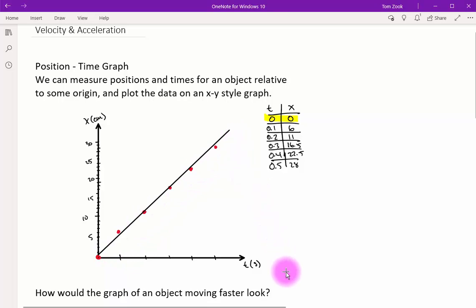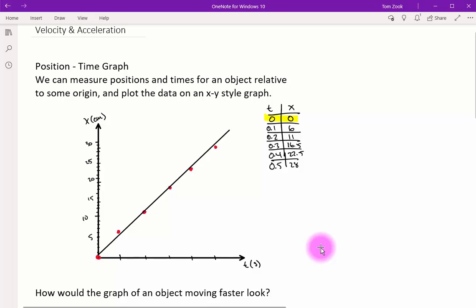And I gave you a follow-up question at the end to consider: how would the graph of an object that's moving faster look, or moving slower? I think it's important to really consider that, because how a graph looks is very, very useful to us. We can make some assumptions based upon how steep a graph is or how low slope a graph is. So let's take a little bit of time here to consider that.